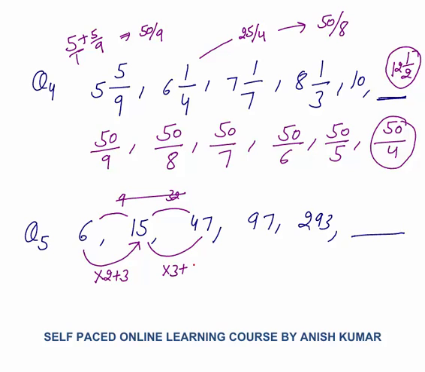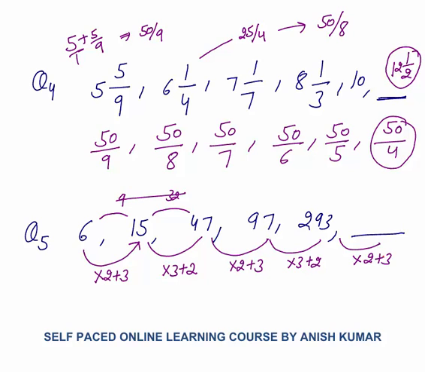15 into 3 is 45, plus 2 will make it 47. Now 47 into 2 is 94, plus 3 makes 97. 97 into 3 is 291, plus 2 will give you 293. So what's the pattern? First you have to multiply by 2 and then add 3, then multiply by 3 and add 2. Alternate pattern. Now next would be you need to multiply it by 2 and add 3.